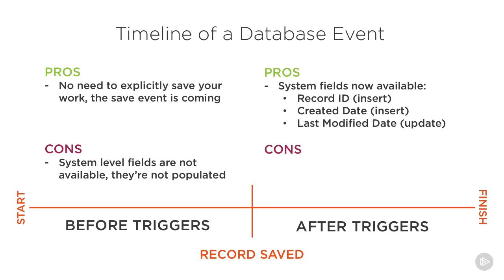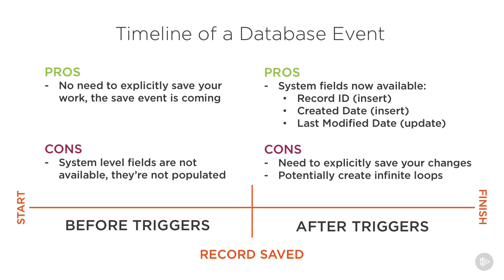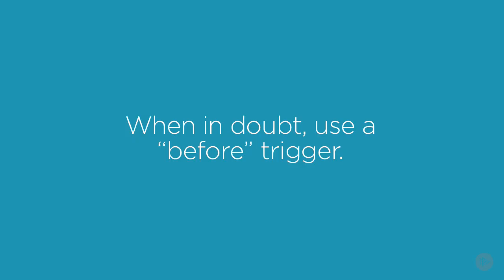A con of after triggers is that since they run after the save milestone for records in trigger.new, you have to explicitly save any work you do in your trigger. No upcoming save event is going to do this for you. Because you have to explicitly save your work in after triggers, sometimes you can create scenarios where your trigger runs, it does a save event, which subsequently runs your trigger again, which does another save event, and soon you have an infinite loop.